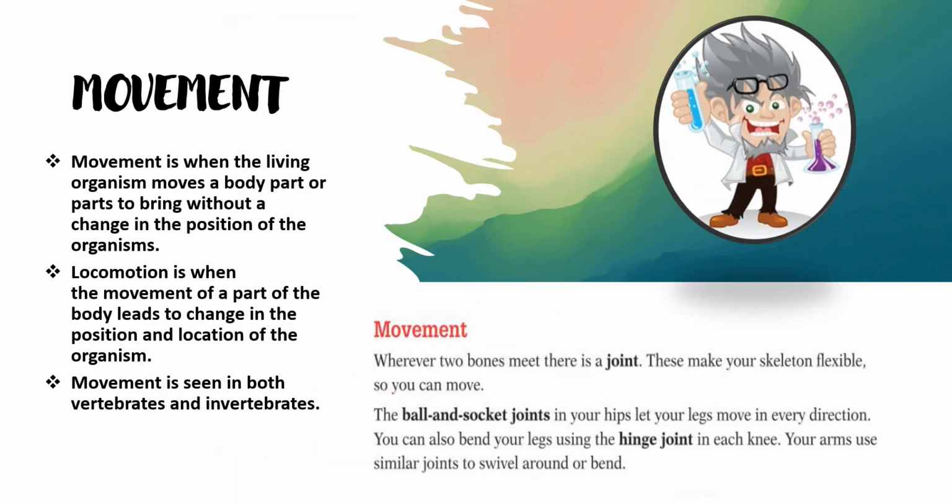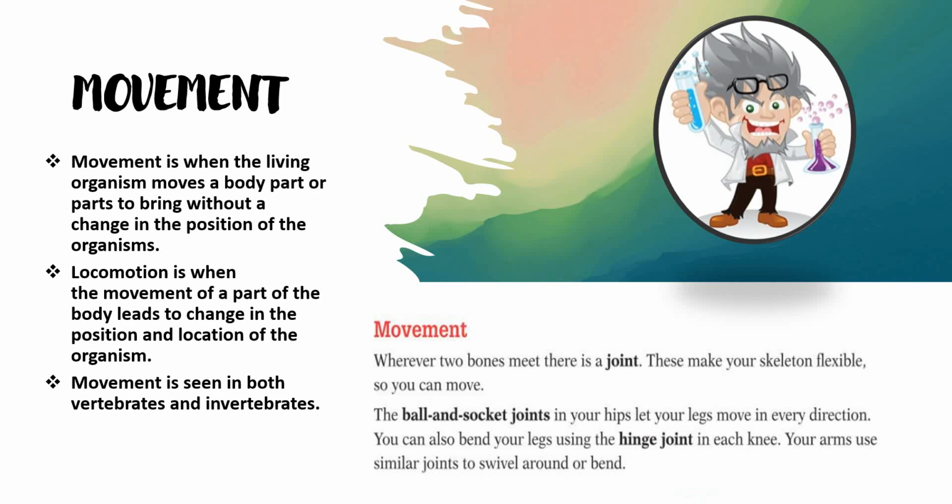Movement is when a living organism moves a body part or parts without a change in the position of the organism. So movement actually happens when we move our body, but we move in such a delicate and good manner that our bones do not move out of place, or they do not break. Our bones don't break, otherwise that would be dangerous.